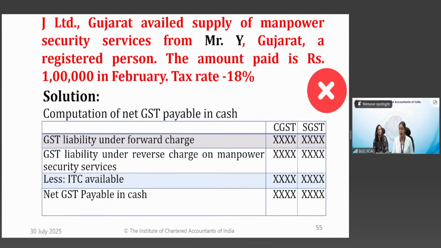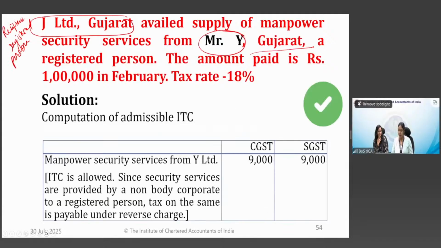So GST under forward charge, then GST liability under reverse charge, then less ITC available we have shown, and then we have given the net GST payable in cash. So when the security services are provided by an individual, that is, a non-body corporate, ITC is allowed. Tax on the same should be payable by the recipient under reverse charge.